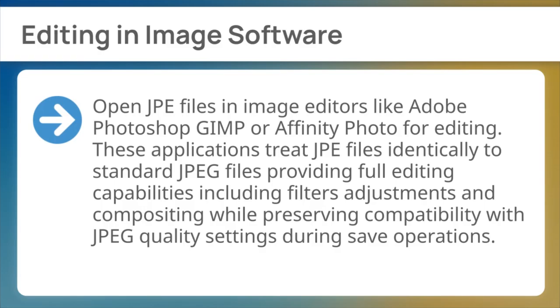Open JPE files in image editors like Adobe Photoshop, GIMP, or Affinity Photo for editing. These applications treat JPE files identically to standard JPEG files, providing full editing capabilities including filters, adjustments, and compositing, while preserving compatibility with JPEG quality settings during save operations.